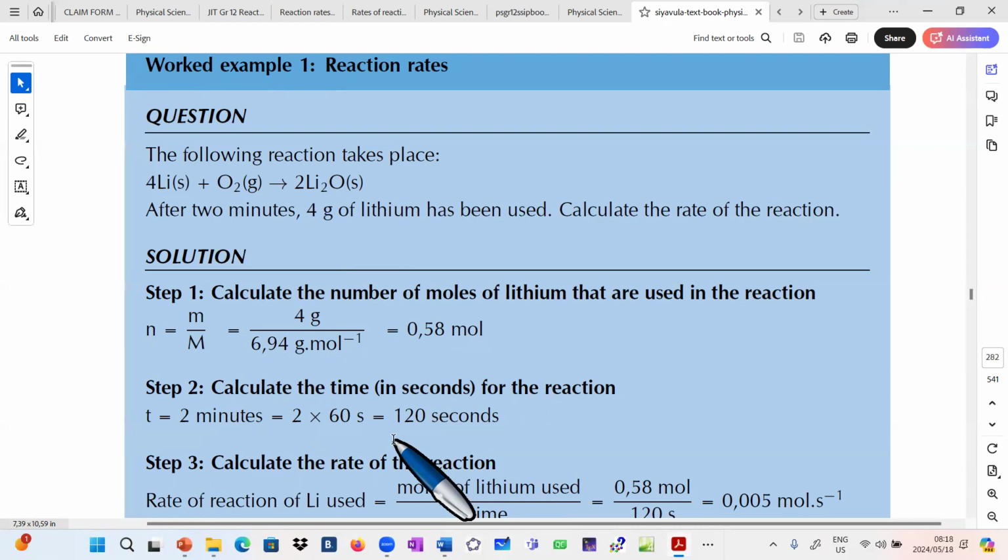Right, so to calculate the time in seconds for the reaction, we do the following. Now let's continue with that part. Because we want to calculate the rate of the reaction, we found the number of moles of the reactant, and now we want to calculate the time, which is after 2 minutes. 2 minutes can be converted to seconds: 2 times 1 minute is 60 seconds, and 2 times 60 is 120 seconds. Okay, good.